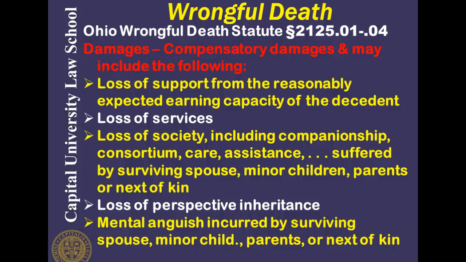You will notice that in these categories, the loss of society and mental anguish, it's only minor children that are provided for. In several court cases, Ohio courts of appeals have held that next of kin includes brothers and sisters of the deceased and children who are now adults. More specifically, adult children are in this category of next of kin and therefore may recover for loss of society and for mental anguish.